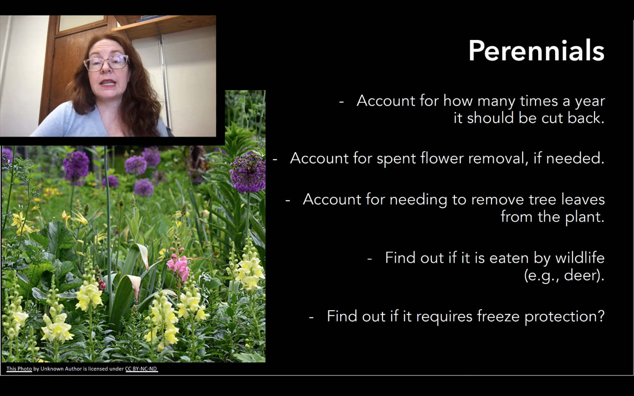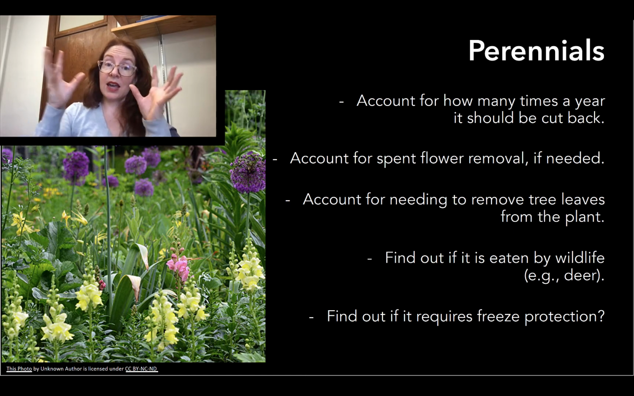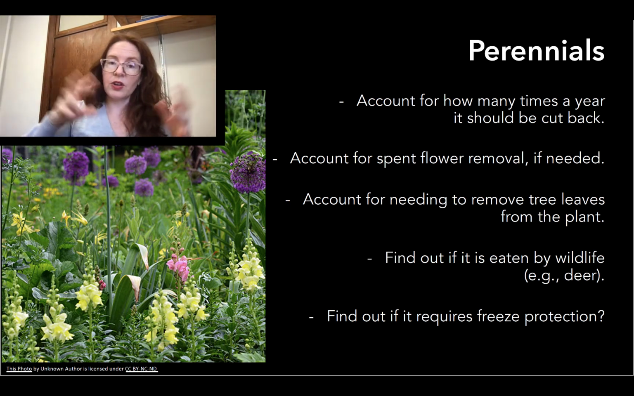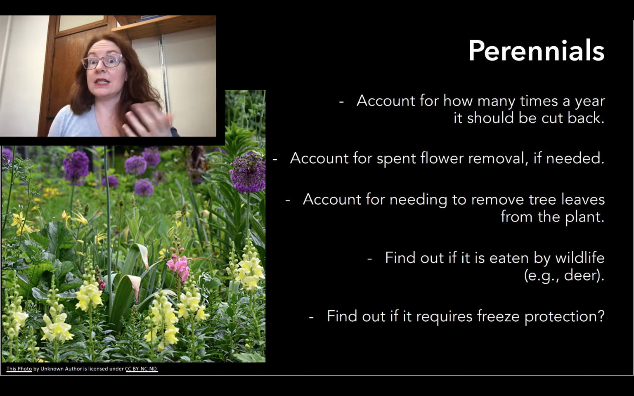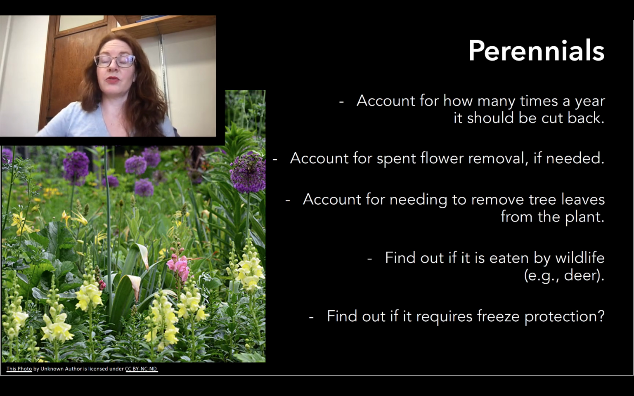With perennials, we need to think about how many times a year the perennial might need to be cut back, either to promote a new flush or to control it. We need to remember that if they are flowering and their dead flowers are unattractive, there would be time required for those to be removed, to be deadheaded. Perennials also tend to capture fallen tree leaves that fall to the ground and blow through, and they act like a little net or a weir catching those, and it takes time to remove those fallen tree leaves. Other things with perennials, we need to know if they're browsed by wildlife, like deer, and like annuals, if they require freeze protection.